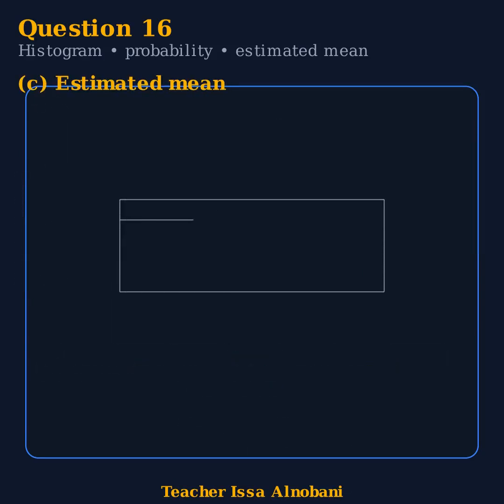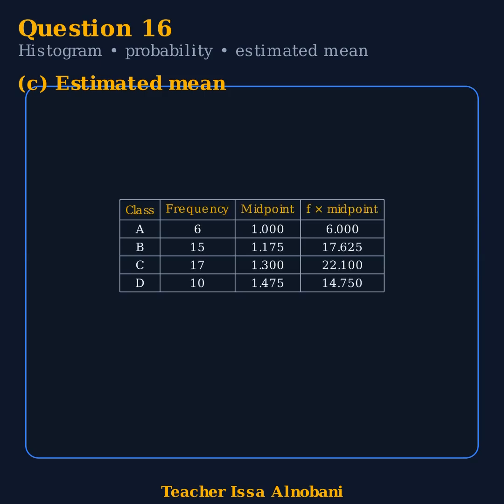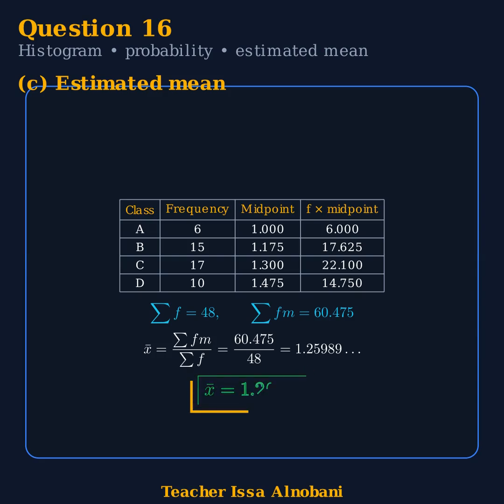To estimate the mean, use the midpoint of each class as the representative mass. The midpoints are 1, 1.175, 1.3, and 1.475. Multiply each midpoint by its frequency, add the products, then divide by the total frequency, 48. The estimated mean mass is 1.26 kilograms.